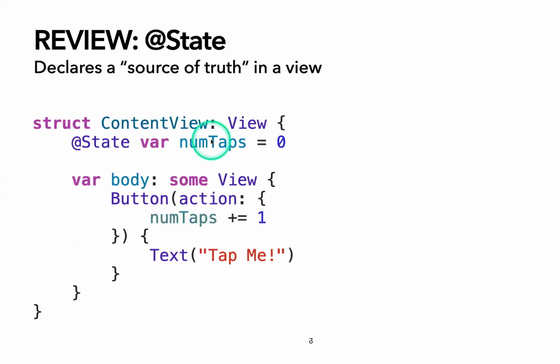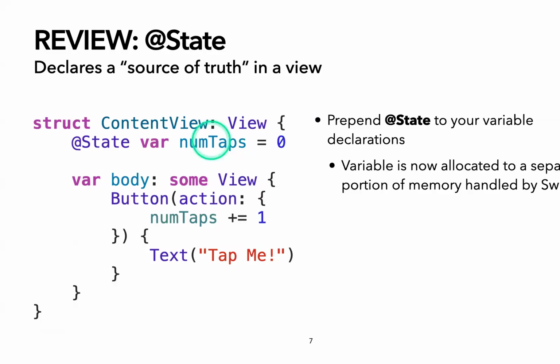Well, we introduce a property wrapper. Again, a property wrapper is simply a wrapper around a property that does additional things. This property wrapper is called @State. If you remember, @State declares a source of truth. A source of truth is the original location of the data itself. So this declares a place where the actual data of numTaps is stored. We prepend this @State property wrapper to our property or variable declarations.